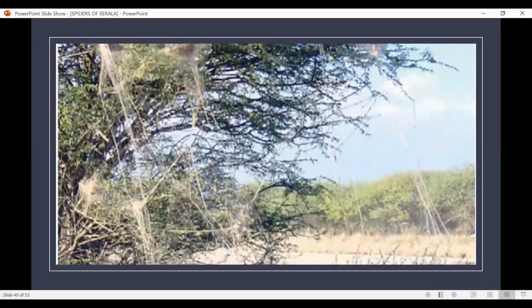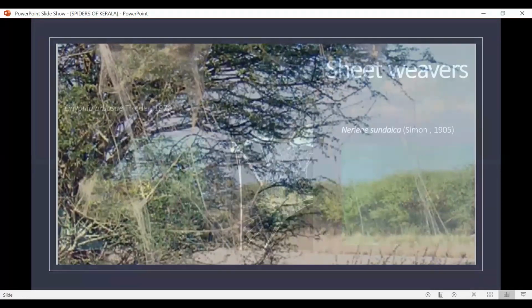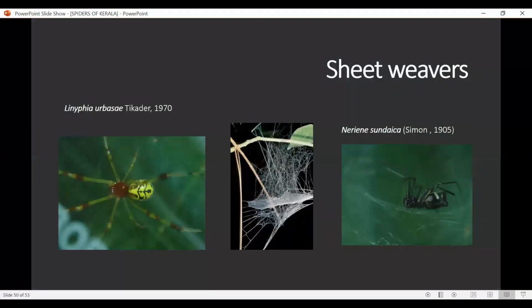Now, another family is Linyphidae. Linyphidae is a very large family. There are a lot of species of Linyphidae. In India, linyphids are poorly studied, because of the difficulty of identifying them. This is one reason. Salticidae are much easier to identify. They are more common. Even to capture linyphids, we have to search extensively.